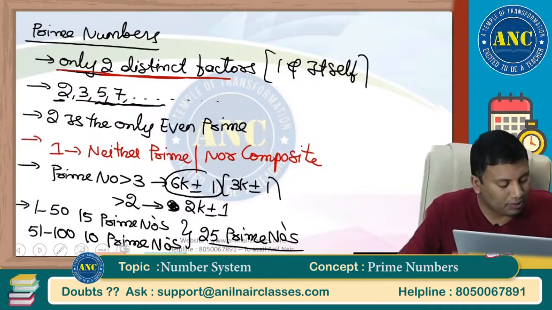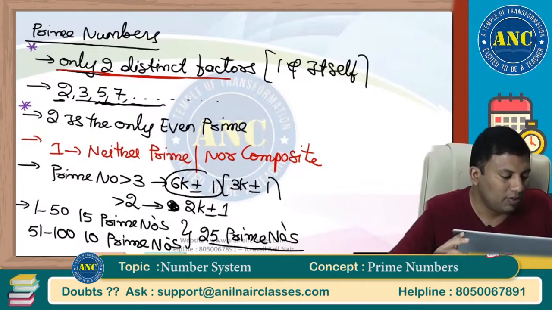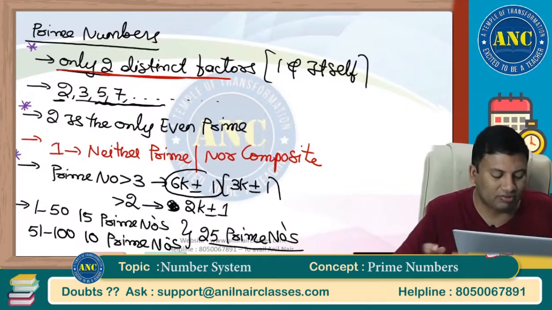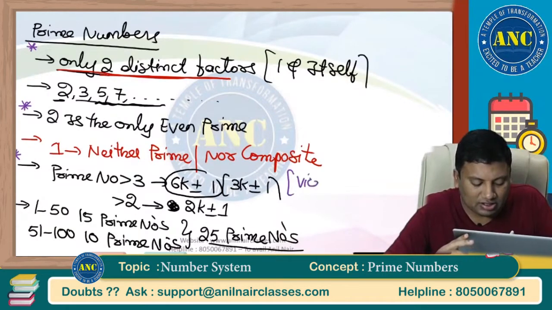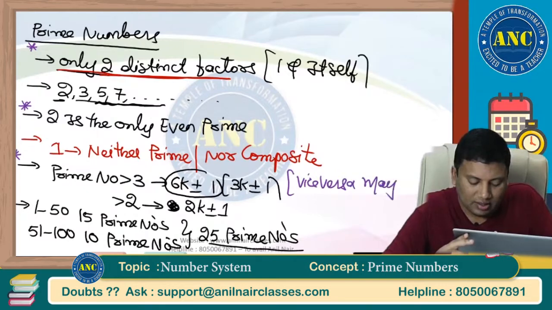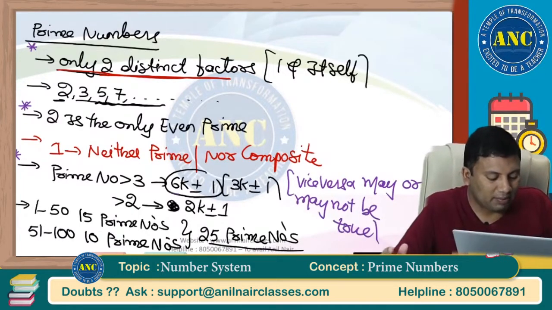Now, based upon these key points, let us solve a lot of problems. Every prime number greater than 3 is of the form 6k plus or minus 1. The converse may or may not be true.